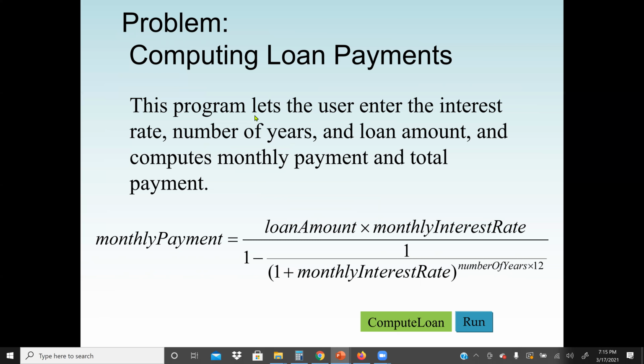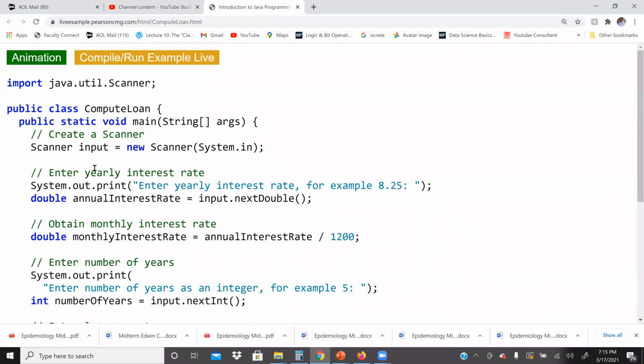So this information, we will get during the requirement specification, the system analysis phase, and also the design. The design is coming up with the formula, etc. Then after the design, we move to the coding. So here we have a Java program. The program will ask the user to enter three values: the interest rate, the amount, etc.